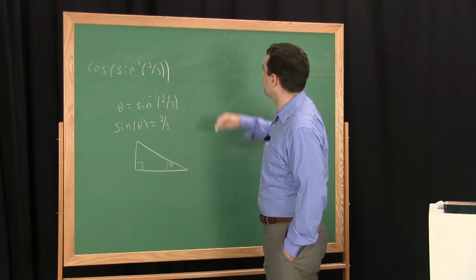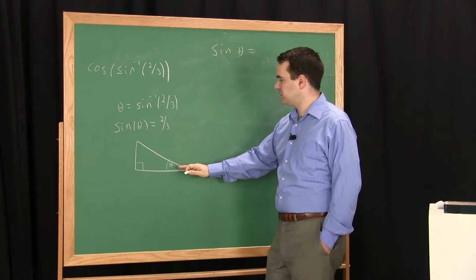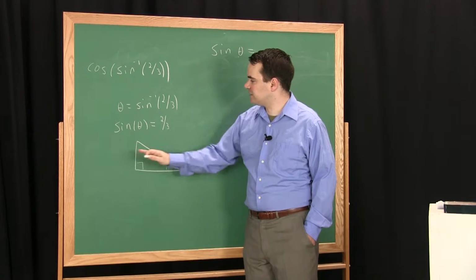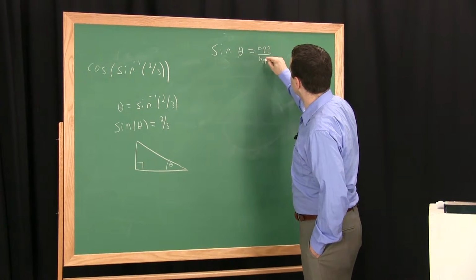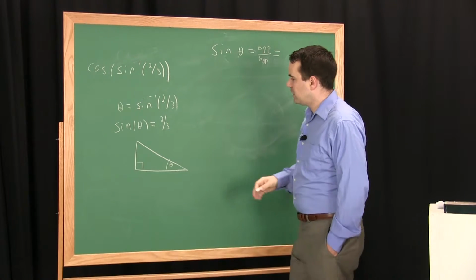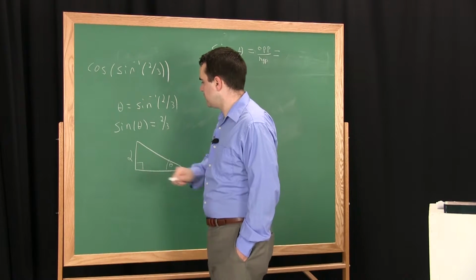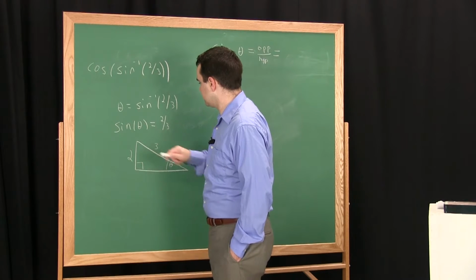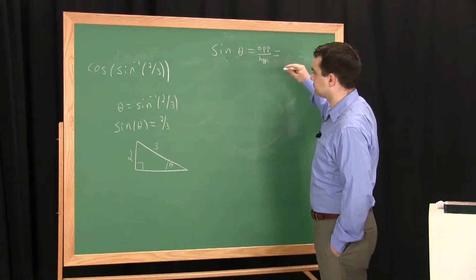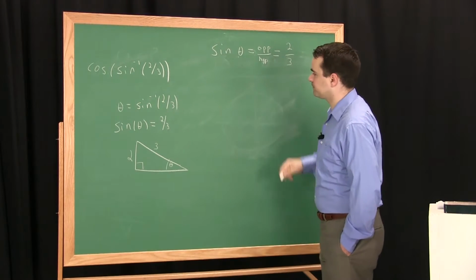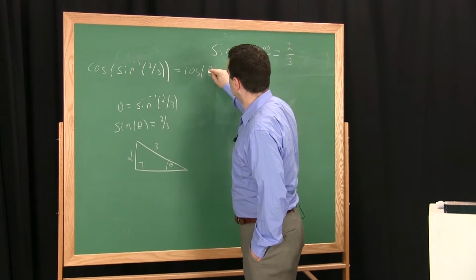Well, remember that sine of an angle is always going to be the opposite side divided by the hypotenuse. And so if I want that to be 2/3, I could make this triangle have length 2 on that side and 3 on that side. And then I've got a picture of this equation. So 2/3. And now all I have to do is find the cosine of theta.